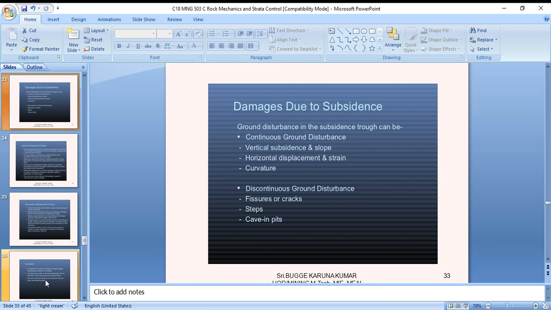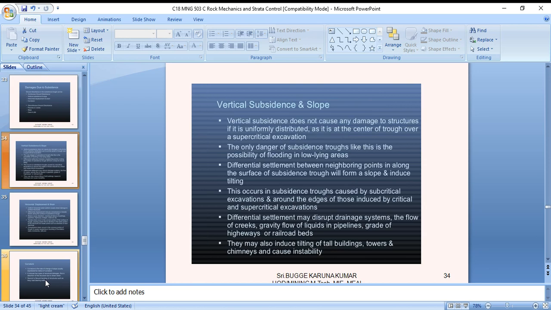Damage due to subsidence. Ground disturbances due to subsidence can be classified as continuous ground disturbances: vertical subsidence and slope, horizontal displacement, strain, curvature; and discontinuous ground disturbances: fissures or cracks, steps, cave-in pits.